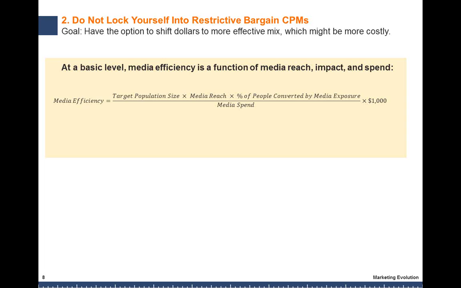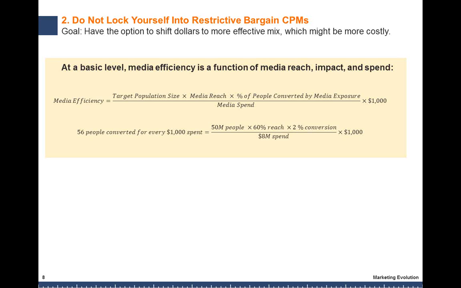So a very straightforward media efficiency equation is your target population size, let's say 100 million people, times your media reach for television, 70%, times the % of people converted by medium exposure, maybe it's 1 or 2%, divided by media spend. And if you multiply that by $1,000, what that gives you is the number of people impacted for every $1,000 you spent on media. So in the case of 50 million people, 60% media reach, a 2% conversion, and $8 million spend, you would be converting 56 people for every $1,000 spent on your television campaign.